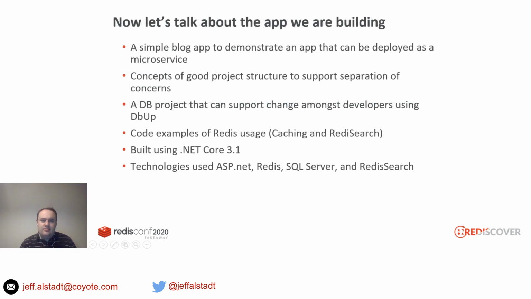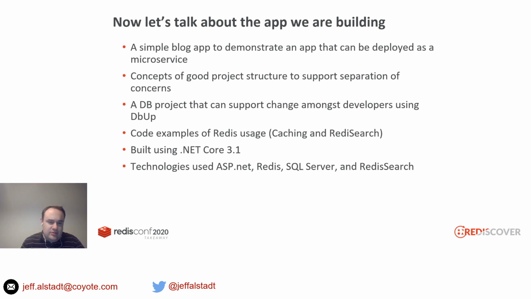Now let's talk about the app we're building today. We're actually going to be building a simple blog app to demonstrate an app that can be deployed as a microservice. It has concepts of a good project structure, and it aims to support separation of concerns. This app is solely for making blogs.